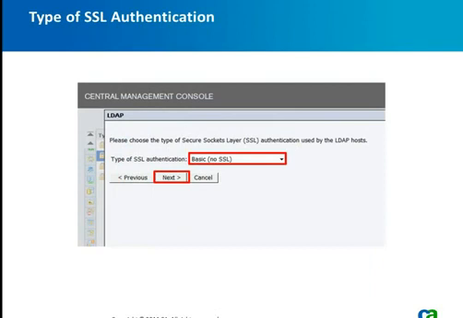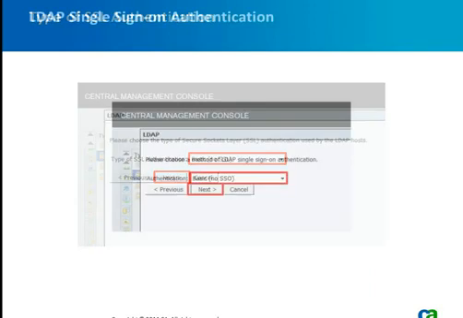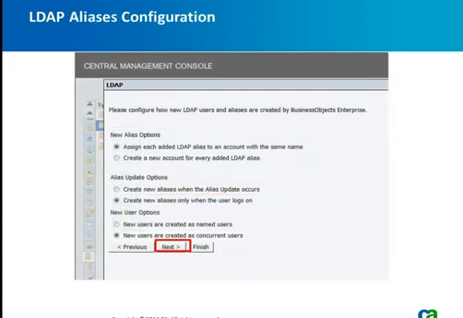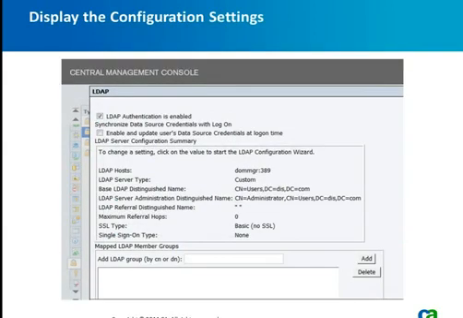In the Type of SSL Authentication field, enter Basic, no SSL, and click Next. In the Authentication field, enter Basic, no SSO, and click Next. In the LDAP Aliases configuration screen, it is recommended to leave the default settings. Click Next. Then click Finish. This will display all the settings under the LDAP tab.